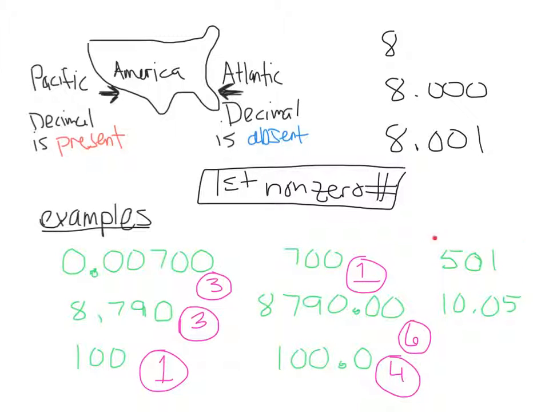This one here, 501, we're going to start on the Atlantic side because a decimal is absent. We're going to go towards America, start counting at the first non-zero number. That's 1, 2, 3. 3 sig figs in 501. Then last but not least, we have 10.05. The decimal is present, so we're going to start on the Pacific side, counting towards America, starting at the first non-zero number. 1, 2, 3, 4.